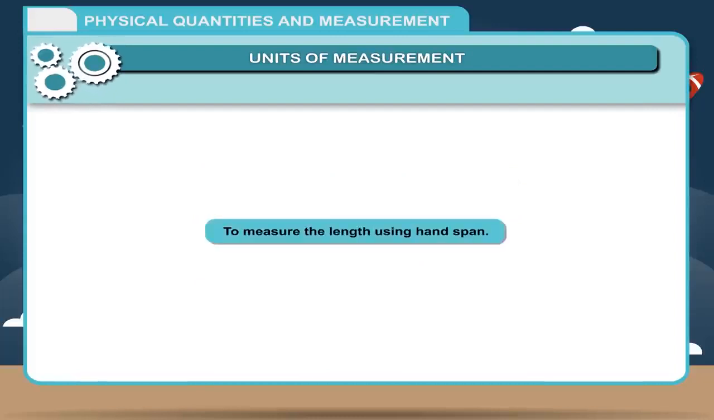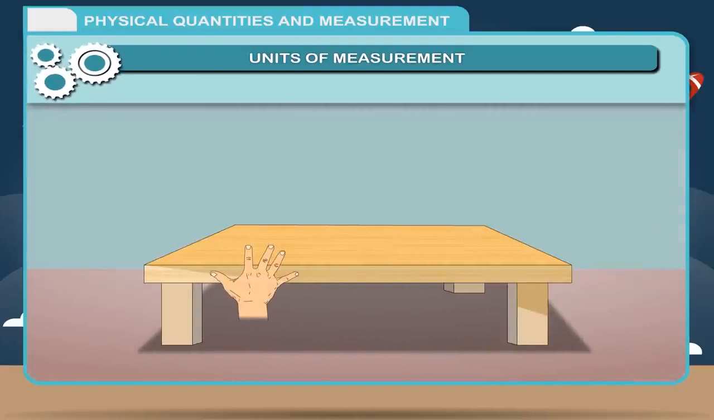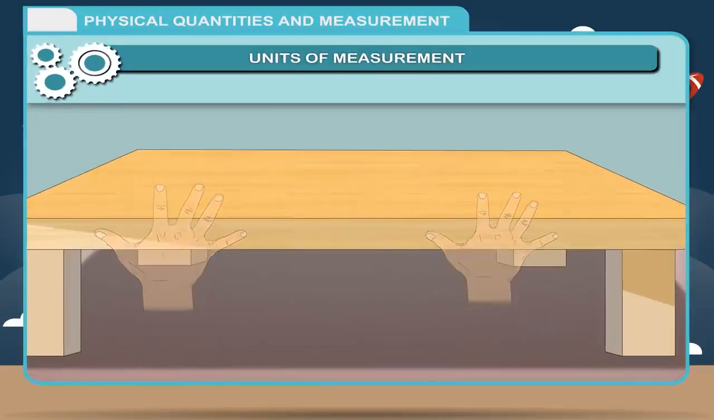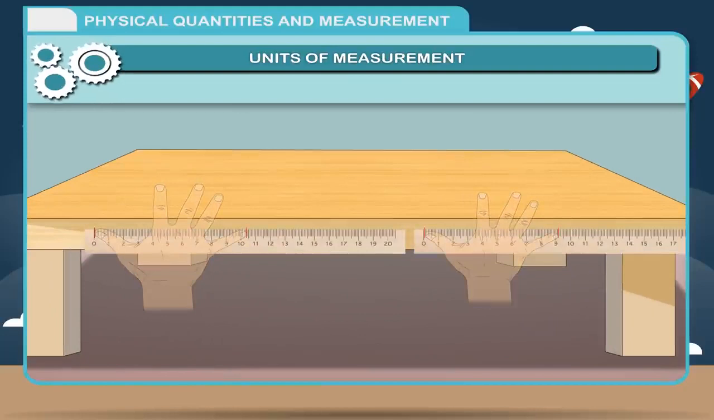Activity: to measure the length using handspan. Use your handspan to measure the length of the table. Now, ask your friend to use his handspan to measure the length. You will notice that there is a difference between the two measurements. Therefore, for reliable and accurate measurement, we need the standard units of measurement.